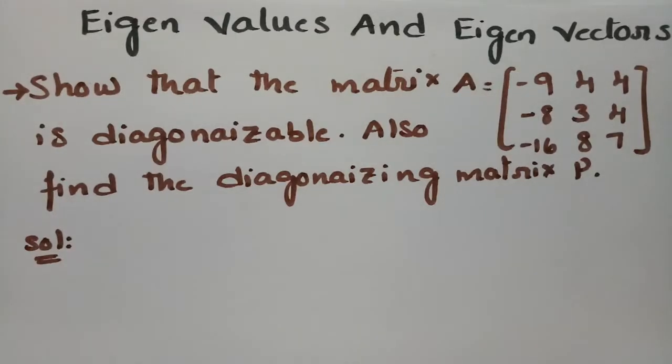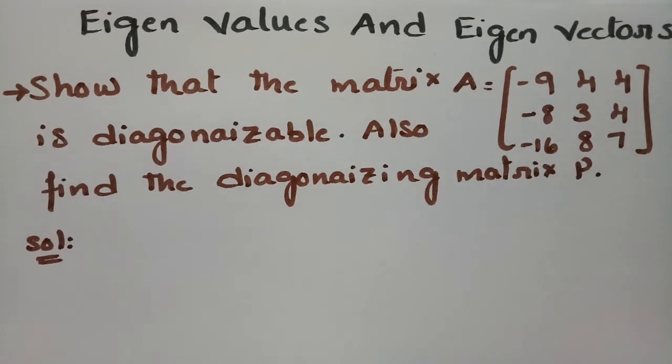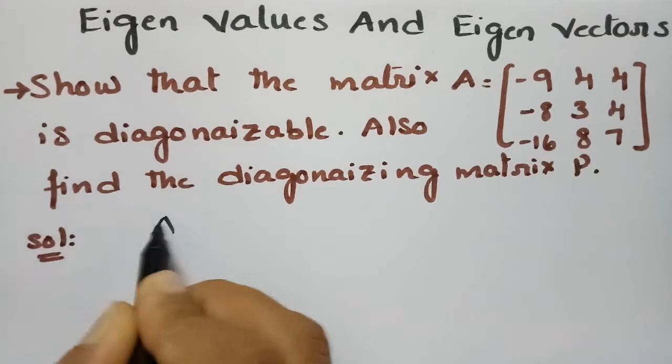Just quickly hear me out for the next few minutes. This will immensely help you in solving the most important problem from eigenvalues and eigenvectors. So we have to show that the given matrix is diagonalizable, and also we have to find the diagonalizing matrix P. So in this, what is the matrix given?